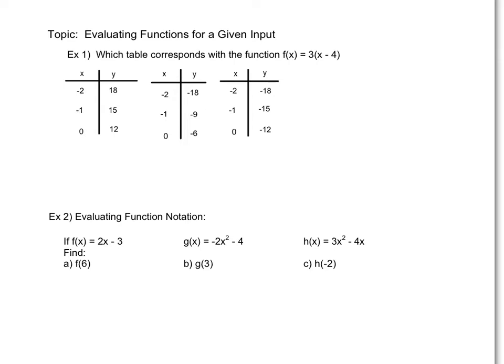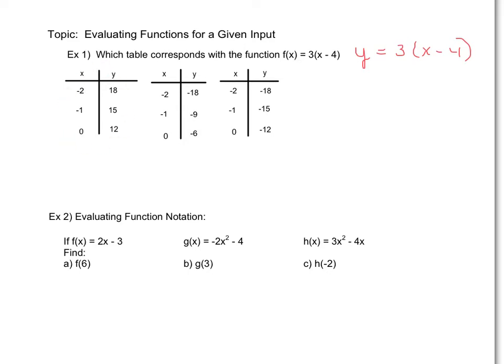So when I look at this first example here, I want to know which table corresponds with the function f of x equals 3 times x minus 4. Well, again, this is just that function notation that I just mentioned. This means the same thing as y equals 3 times x minus 4. But because sometimes we deal with more than one function, we need to be able to describe functions in ways other than just saying over and over again, y equals. So we're going to, again, start using this function notation.